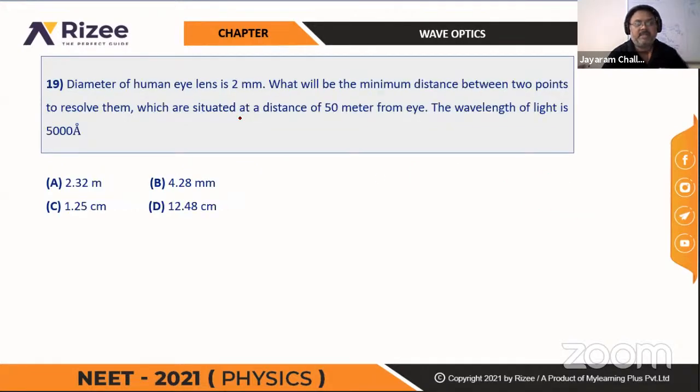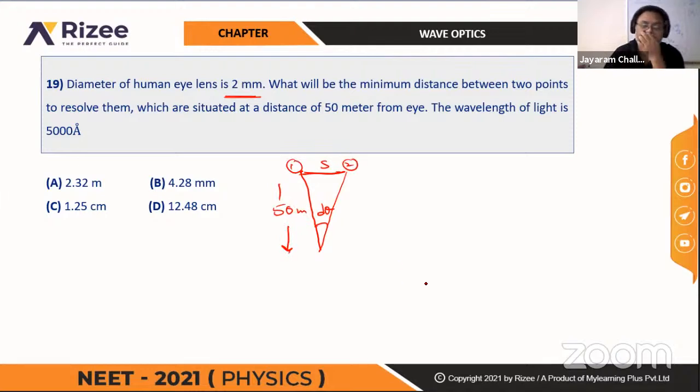So next question, please. The diameter of a human eye is 2 mm. What will be the minimum distance between the 2 points? Let the 2 points be like this. This is point 1 and this is point 2. So what is the minimum distance he is asking? Let it be y. What should be the minimum distance between these 2 points so that they can resolve them, which are at a distance of 50 meters apart? This y value we need to write.